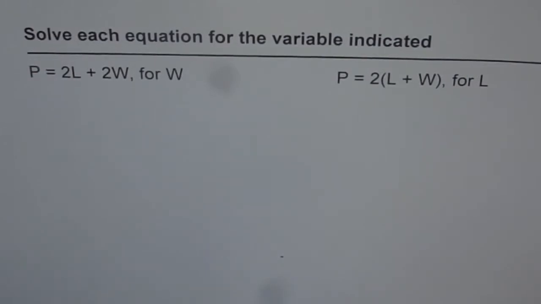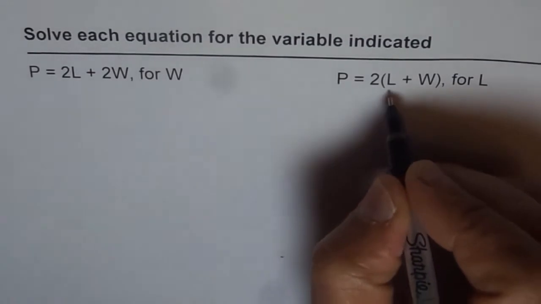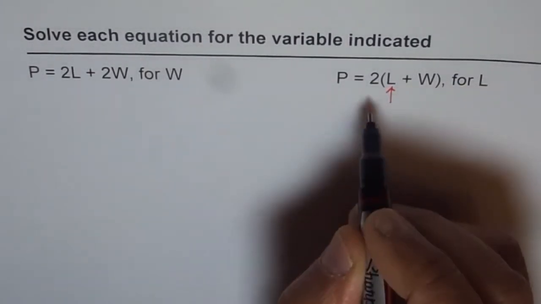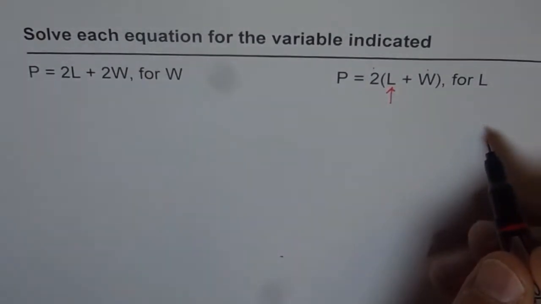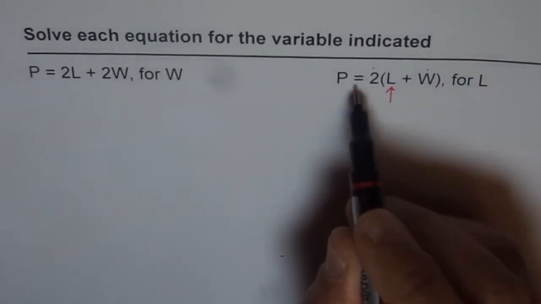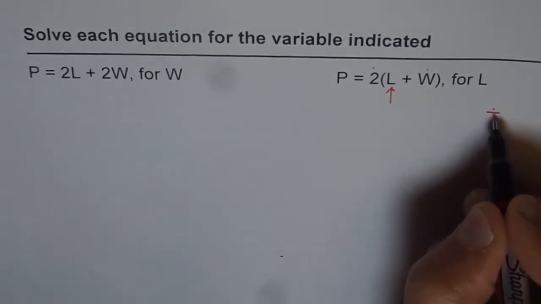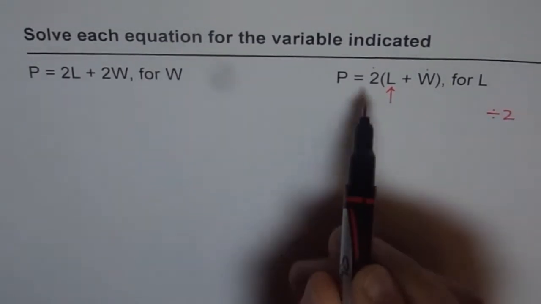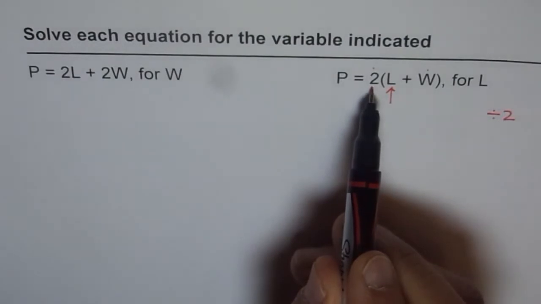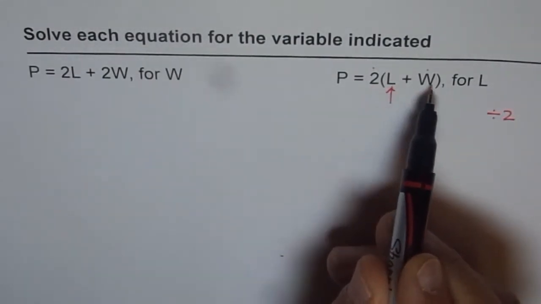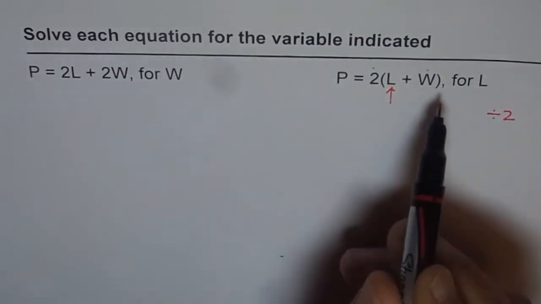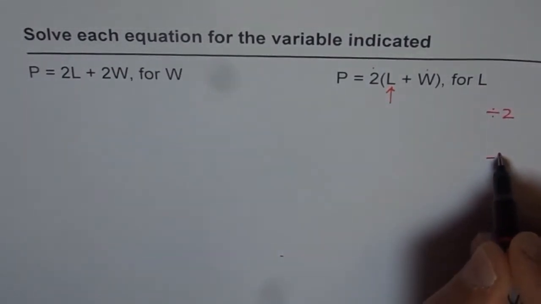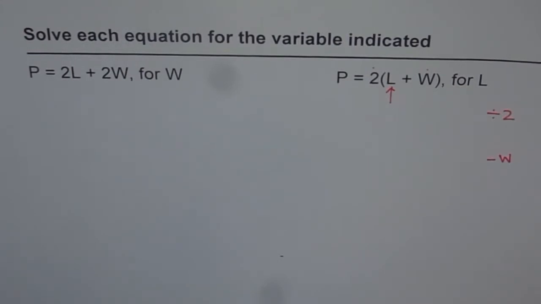So let us see what steps we should take to isolate. Let me start from here first. We need to isolate L. That means we do not want these two things. So what should step number one be? Tell me. It should be divide by 2, right? So in the first step, we will divide by 2. Once we divide by 2, we'll get rid of the 2 on the right side. So we'll have L plus W equals P divided by 2. Next step should be take away W, right? So then you take away W and you should get the result, right?